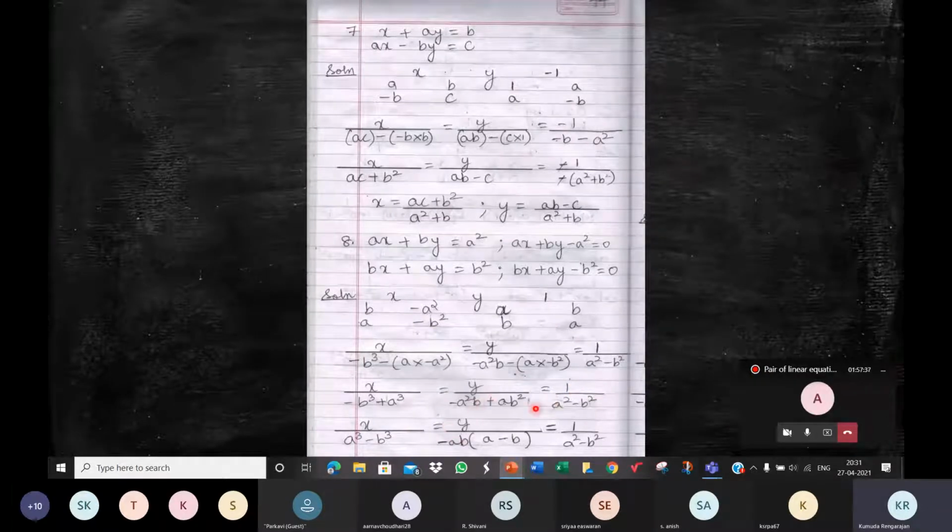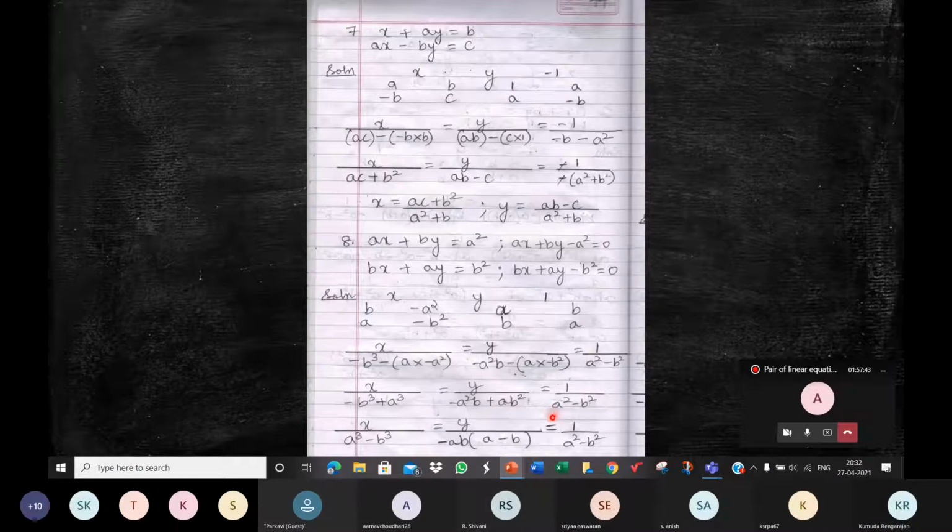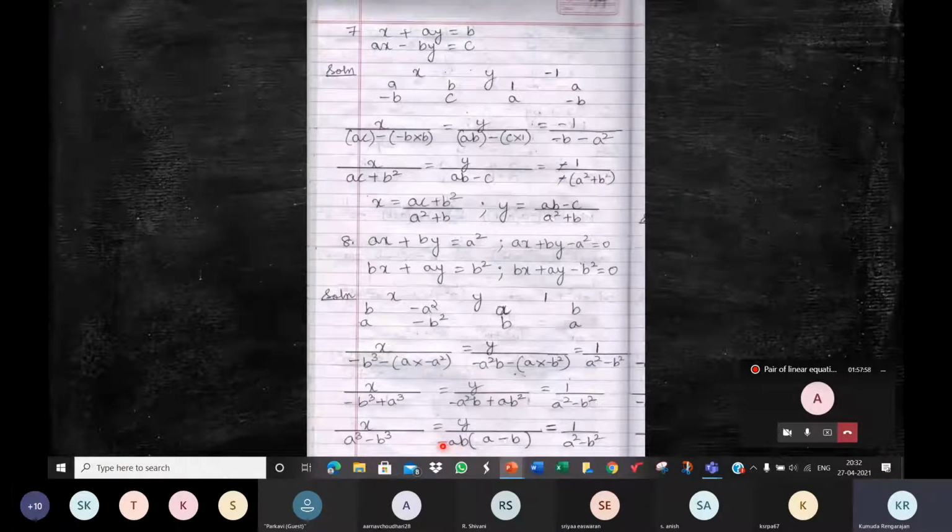So what we see here is, here again, we have a square minus b square in the denominator. And we know it can be written as a plus b into a minus b. We'll see if we have to use that. Now look at this one. These two terms have something in common. They have ab in common. Bring out the common factor. See, should you take a minus outside or not?